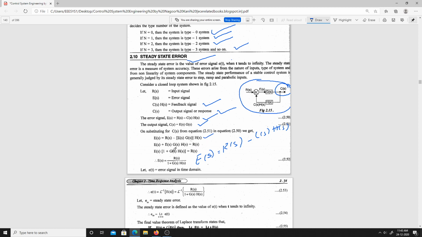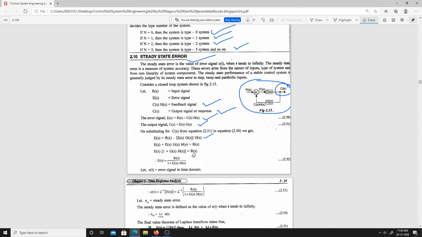Now finally from that equation I'm just bringing out E of S. So finally E of S is nothing but what we have here. I hope that it is clear for all. A simple mathematical analysis we are carrying out. So finally E of S equals R of S by 1 plus G of S into H of S.